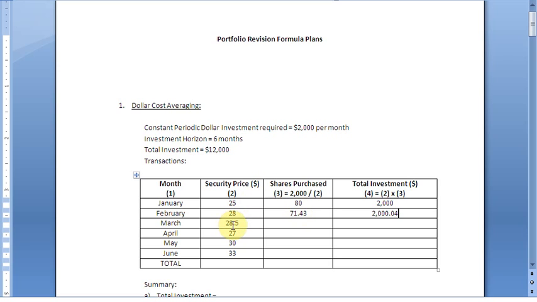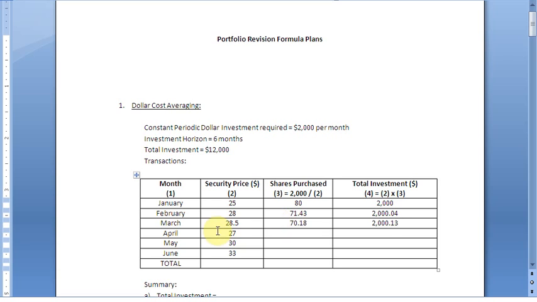In March, the security price is $28.50 per security. If I divide 2,000 by 28.5, I'm going to get approximately 70.18. So these are the number of securities that I'm going to buy in the month of March, which is going to give me a total dollar investment of $2,000.13.